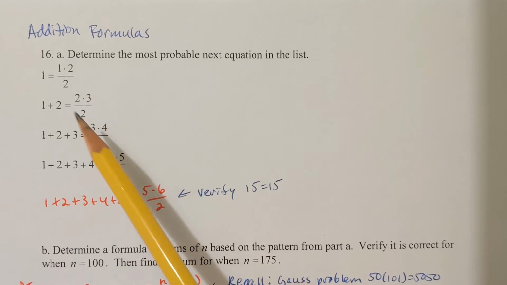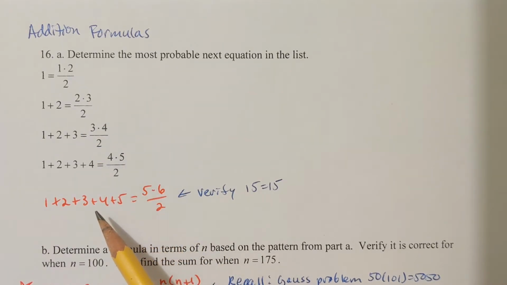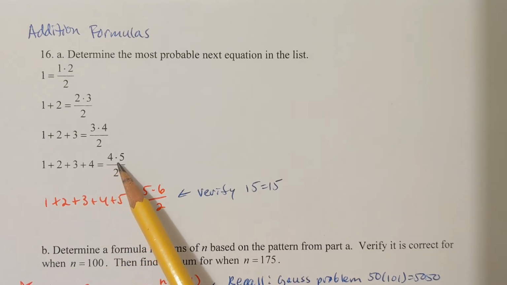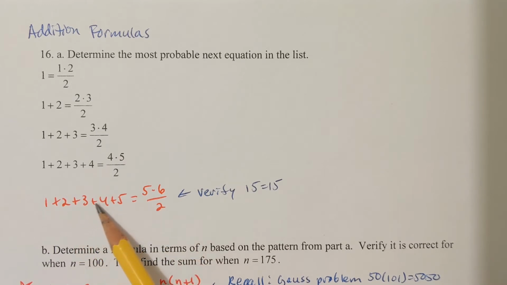Okay, so based upon this list here, we want to predict the next equation. Well, it looks like on the left side, we are adding the next counting number on the list. So I'd want 1 plus 2 plus 3 plus 4 plus 5 equals, and then whatever that last counting number is, that one, and then the next one up is going to be on the numerator on the right side, and then you're always going to be dividing by 2 on the right side. So I was just ending at 5, so we want 5 times 6 divided by 2. 5 times 6 is 30, divided by 2 is 15. If you add these 5 numbers together, you also get 15.